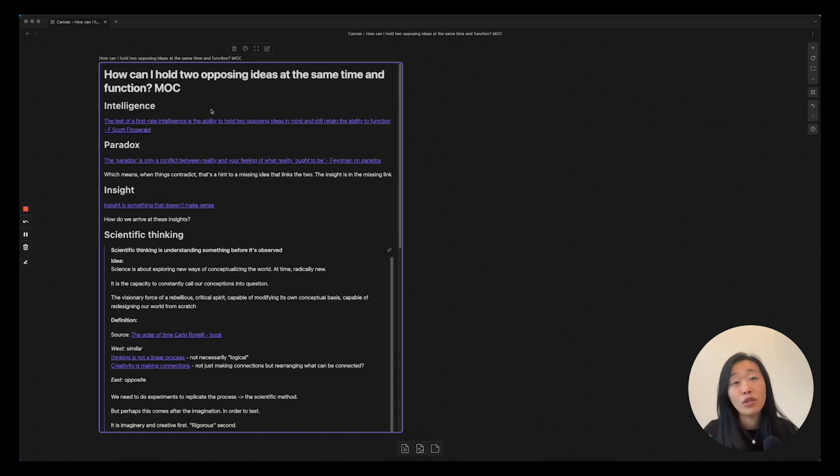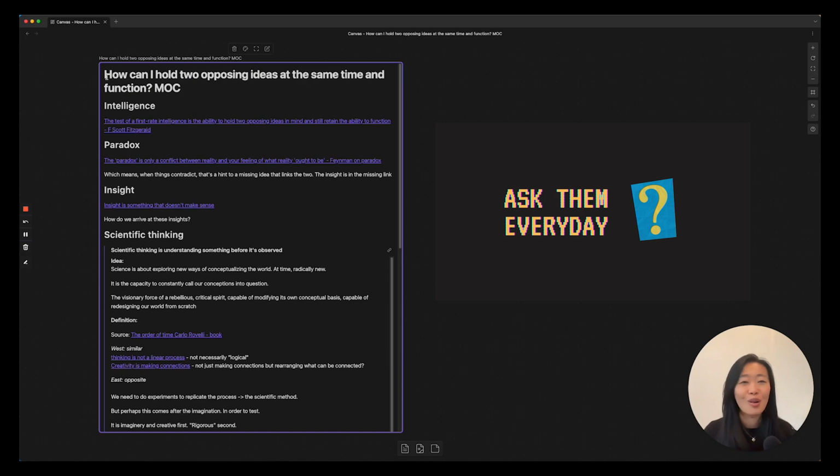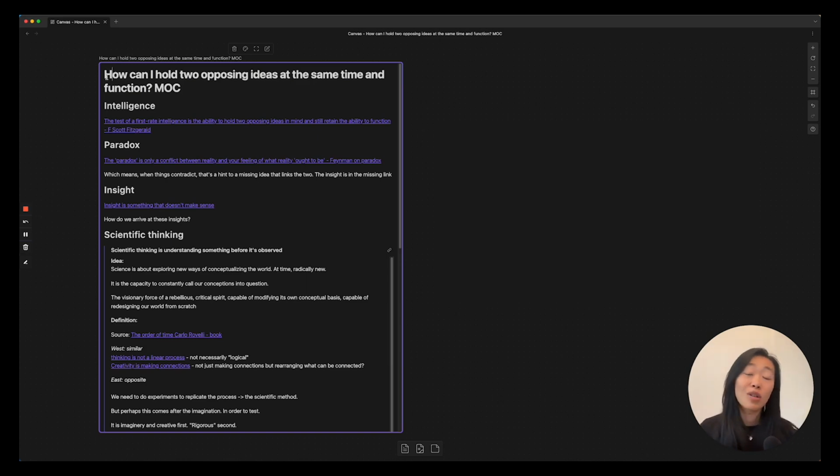Now, as you see here, I have a note opened on my canvas titled, "How can I hold two opposing ideas at the same time and function MOC?" So the topic I've chosen for my map of content is this question. And this question is one of my 12 favorite questions that I carry with me in life. If you don't know what I'm talking about here, check out this video where I talk through the 12 favorite problems. It originates from Richard Feynman, the Nobel winning physicist. But anyway, so that's the topic for me.